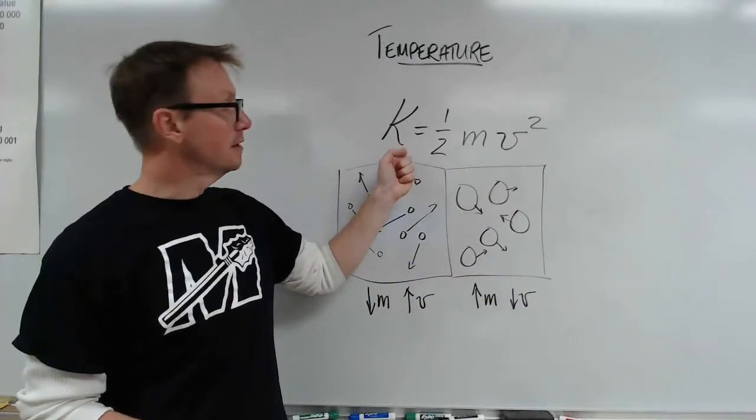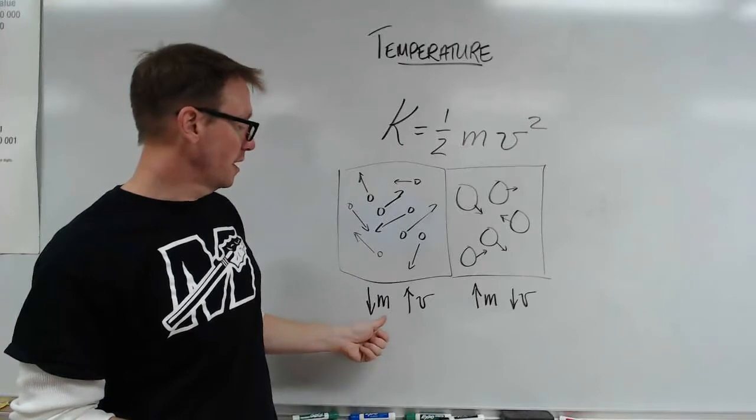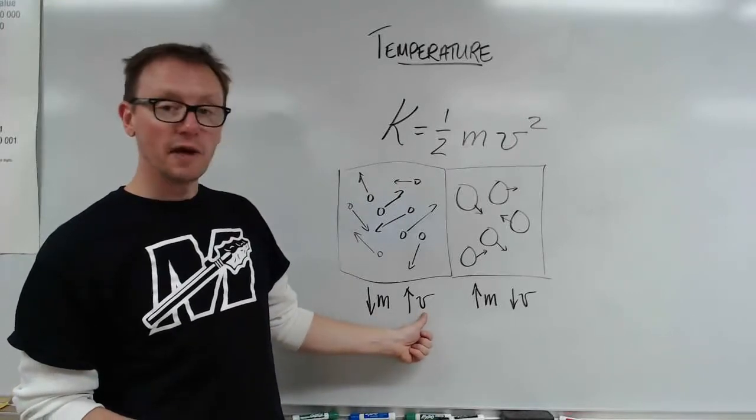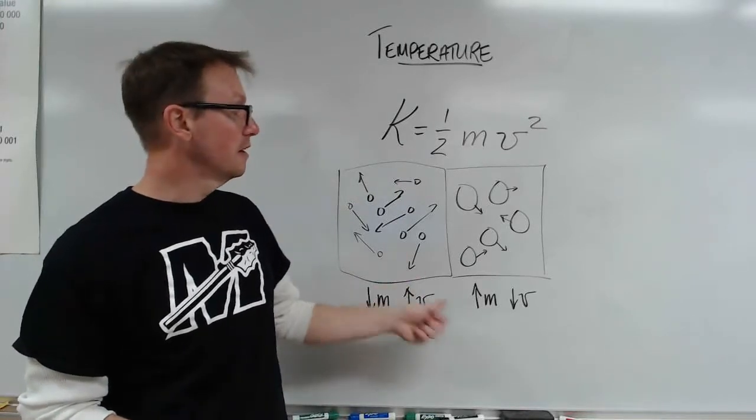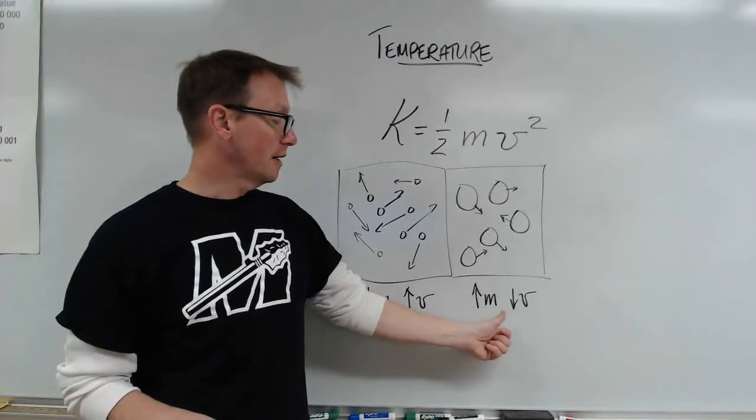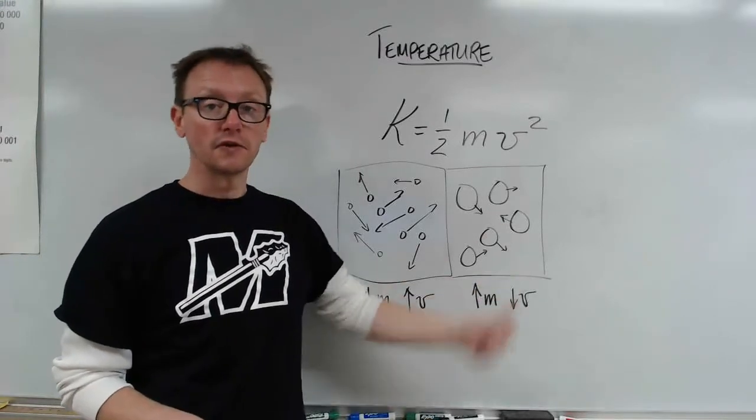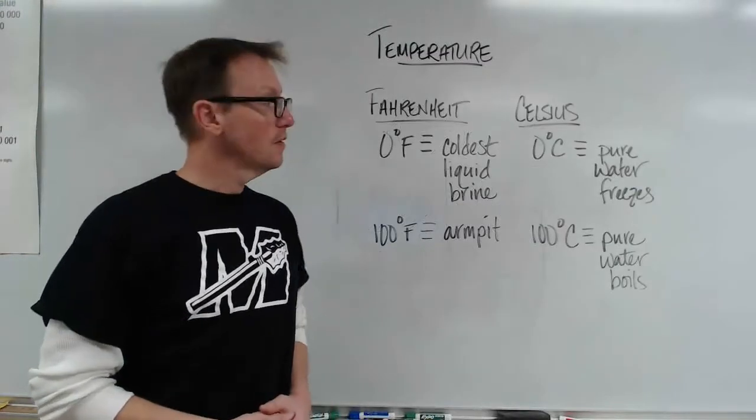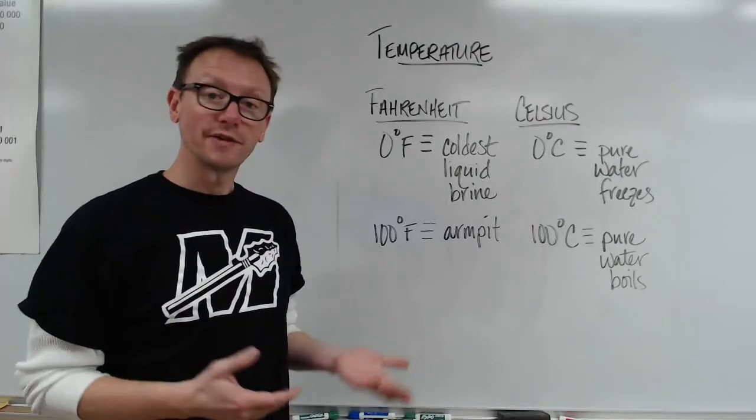And so if we plug that in, we set these two equal to each other, we have a low mass, we should find that we must have a high velocity for these on average. And if we have a high mass, we must have a lower velocity on average for these. Okay, so now that we know what temperature is, it's the average.